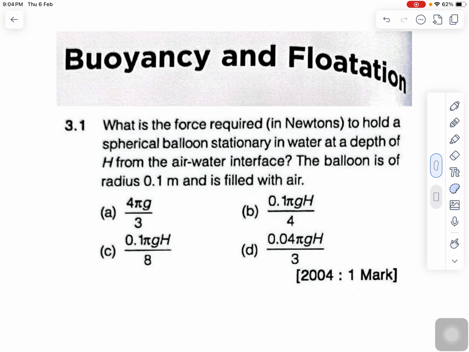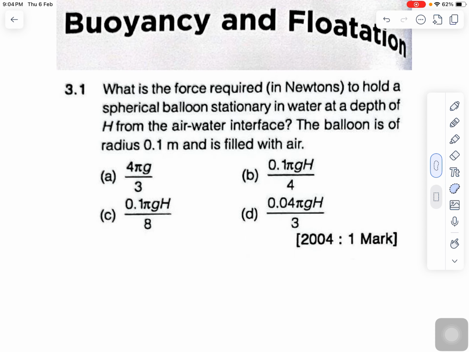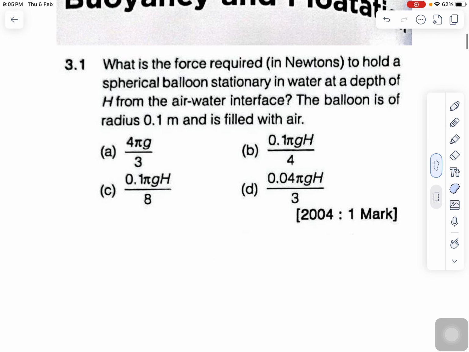So without wasting time, let's just start with the question. The first question says: what is the force required to hold a spherical balloon stationary in water at a depth of h from the air-water interface? The balloon is of radius 0.1 meter and filled with air.